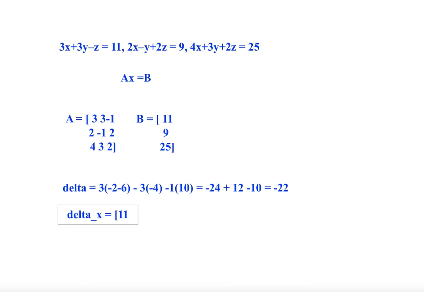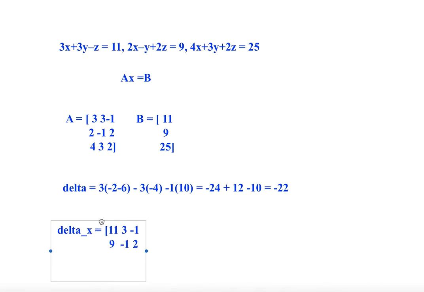Let me write it: 11 3 minus 1. What I did is replace the first column with this, that's why the first element is 11. The remaining elements I keep as they are. The second element is 9, then minus 1 minus 1 2. We are not disturbing the other elements. We need to replace only column 1, which corresponds to x, because we are finding x.